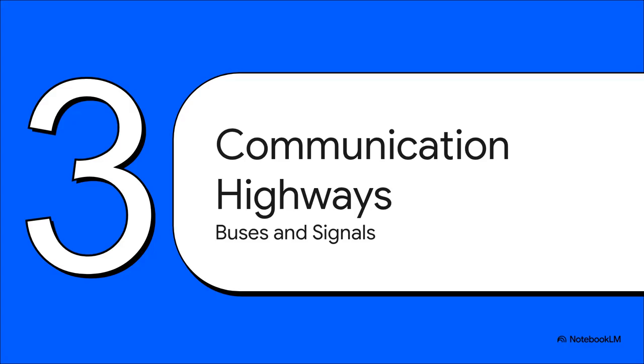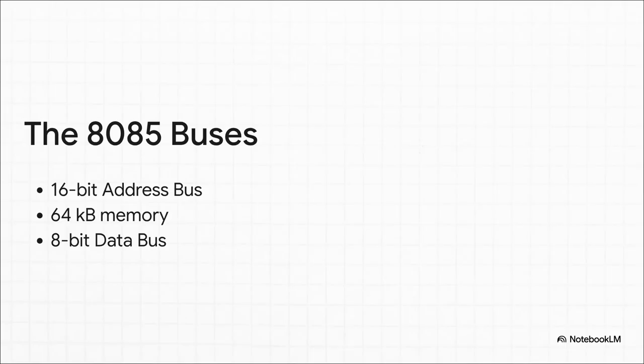All right, we've seen the internal organs, so let's step outside to part 3, the communication highways. The 8085 connects to the outside world using a system of wires called buses. It's basically its nervous system. First, we have the address bus. This one uses 16 lines.